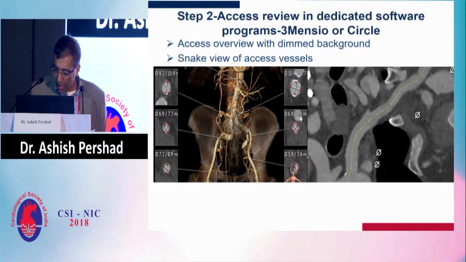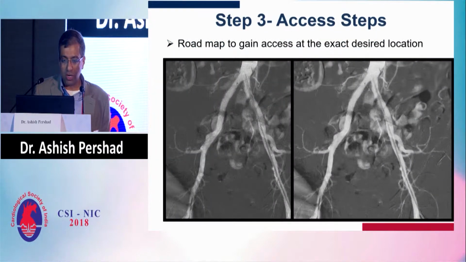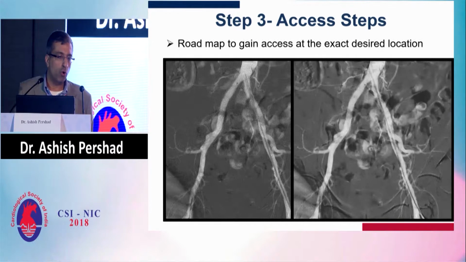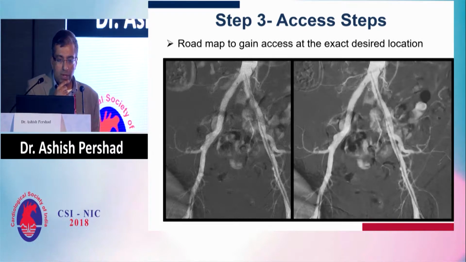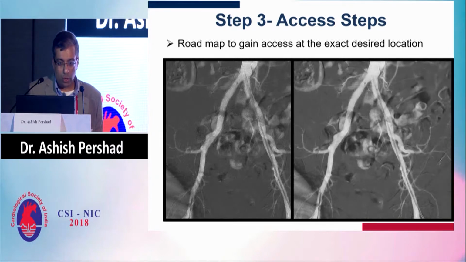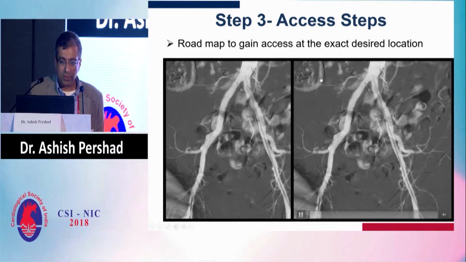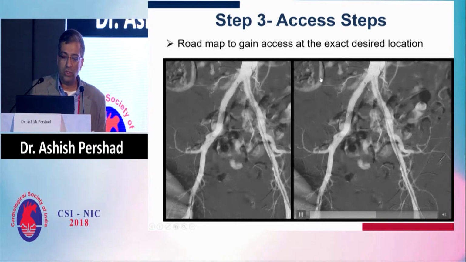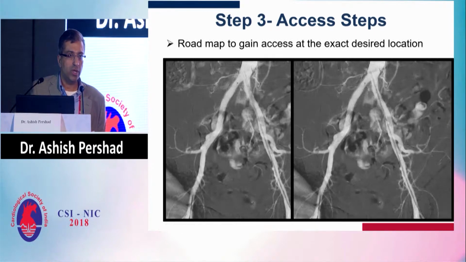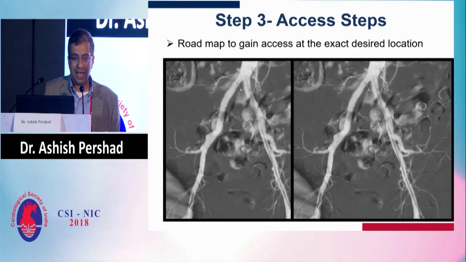Step 3 is actually during the procedure itself. So step 3 that I think is important is to use roadmap. We typically will use the roadmap to gain access at the desired location. And the CT helps, because the CT will be able to tell you where the calcium is in the common femoral, so you can actually hit it at the desired spot.